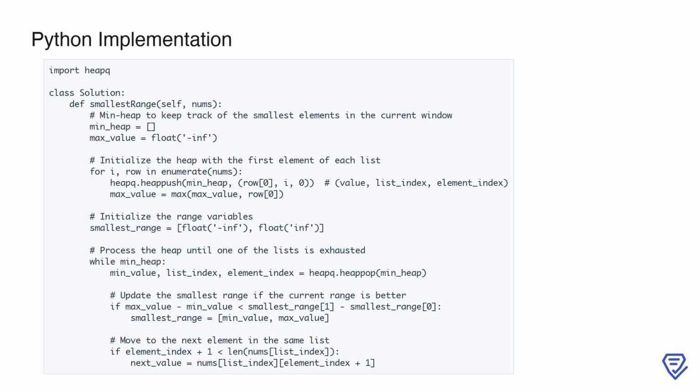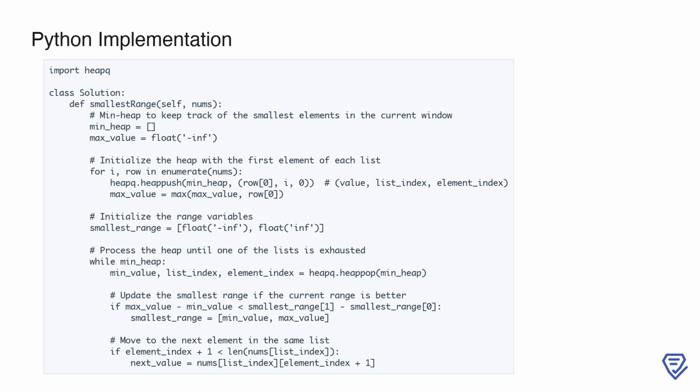In this implementation, we start by importing the heap module, which will help us manage a min heap. The goal is to maintain a window of elements across the lists that ensures we cover at least one element from each list while keeping the range as small as possible. Inside the smallest range function, we first initialize an empty min heap and set max_value to -infinity. This max_value tracks the largest element in our current window, helping us calculate the range dynamically.